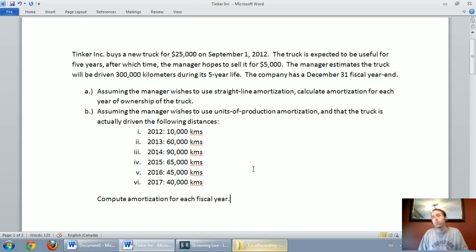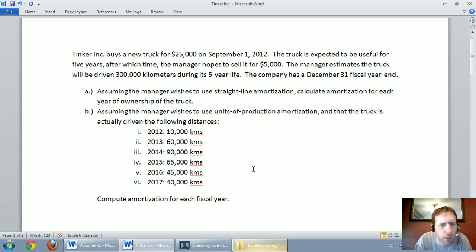So again, we're going to do the same example. You can see I've added a part B to it, and it's not going to be based on years ticking by. In the case of this truck, it's going to be based on the number of kilometers it's driven. You might do units of production based on the number of units a machine can produce. There are a lot of options here, but let's go through Tinker Inc. this time, not using straight-line amortization, but using units of production.